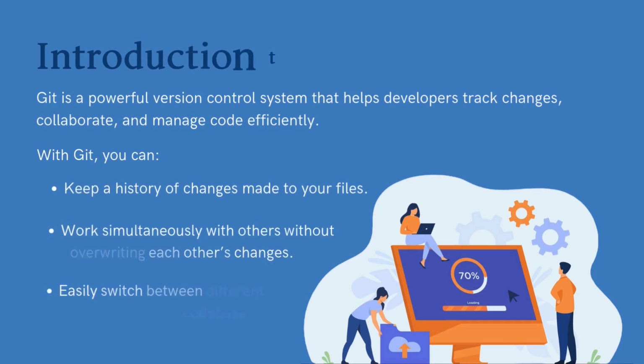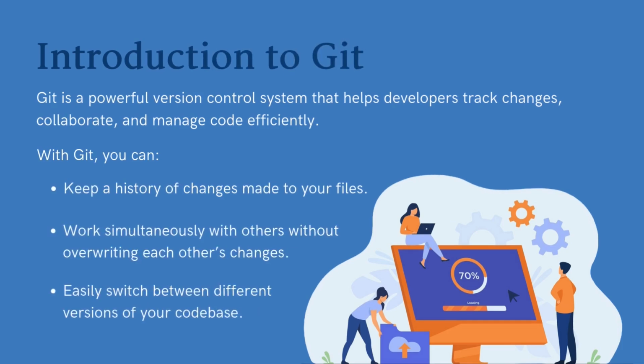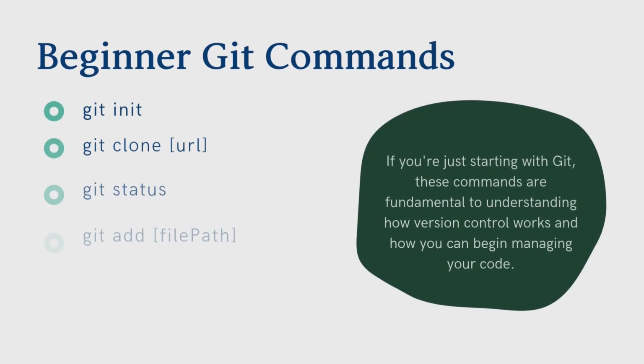What is Git? Git is a powerful version control system that helps developers track changes, collaborate, and manage code efficiently. With Git, you can keep a history of changes made to your files, work simultaneously with others without overwriting each other's changes, and easily switch between different versions of your codebase.